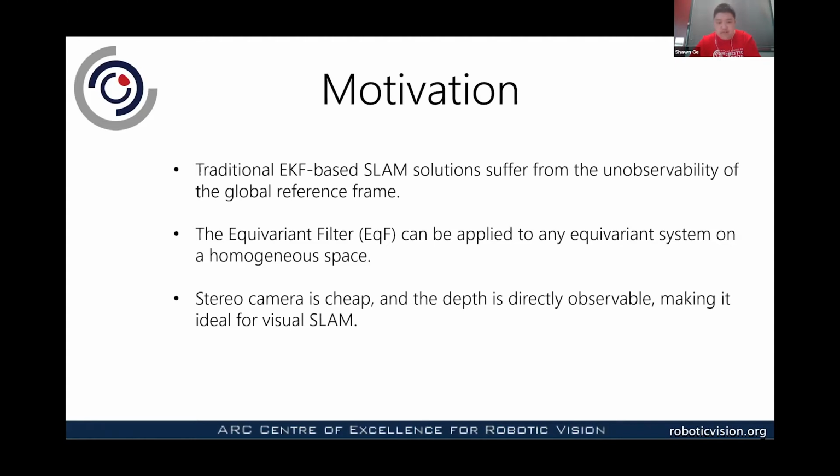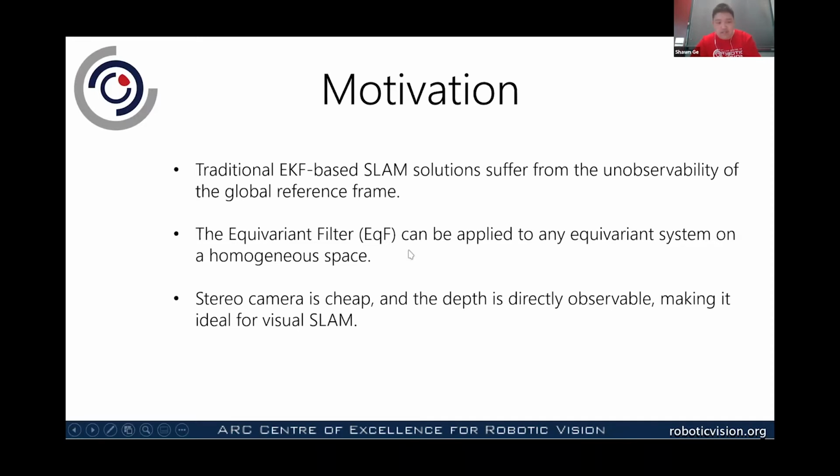And the equivariant filter, EQF, is a general filter design for systems that admit Lie group symmetries on homogeneous spaces, which allows us to use the powerful Lie group properties. By posing the filter directly on the SLAM manifold, we can effectively avoid the unobservability issues. Also, we chose stereo camera SLAM because it's cheap and the depth information is directly observable, which makes it a good choice for visual SLAM problems.